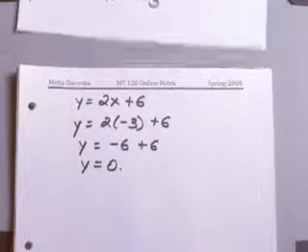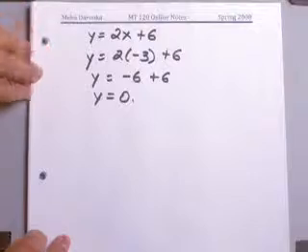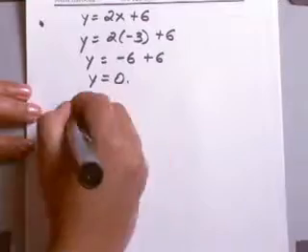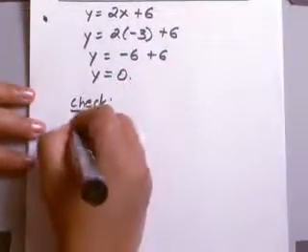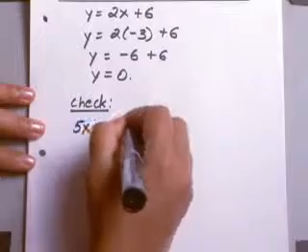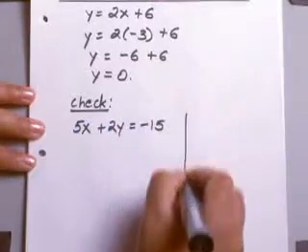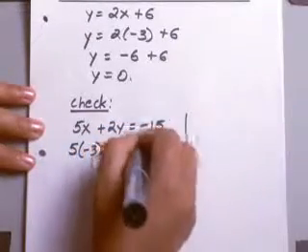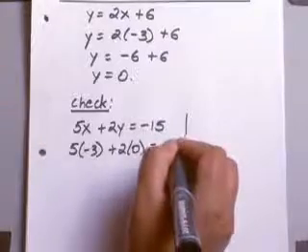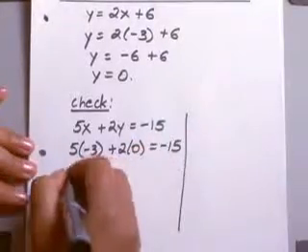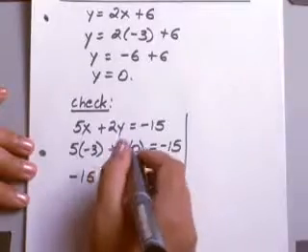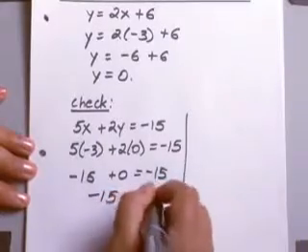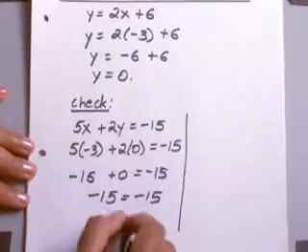Again, go ahead and check your answers to see if this solution works for both the equations. Your first equation was 5x plus 2y equals -15. Your x value was -3, y is 0, and let's see, you end up with negative 15. This term here, of course, becomes 0. And you can see we end up with a true statement for our first equation.